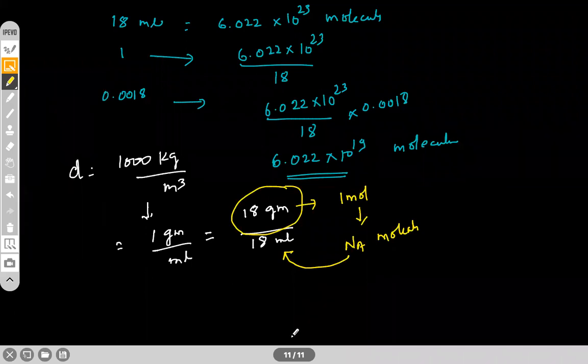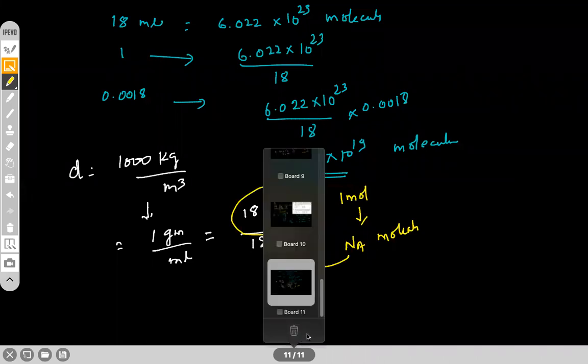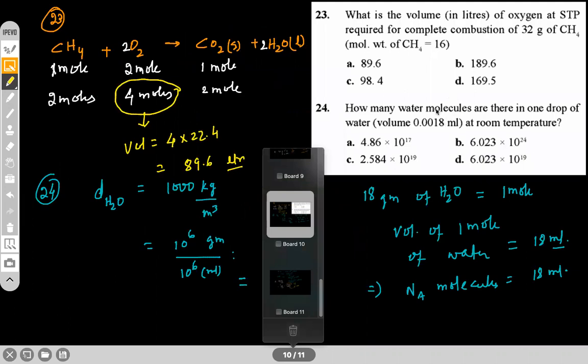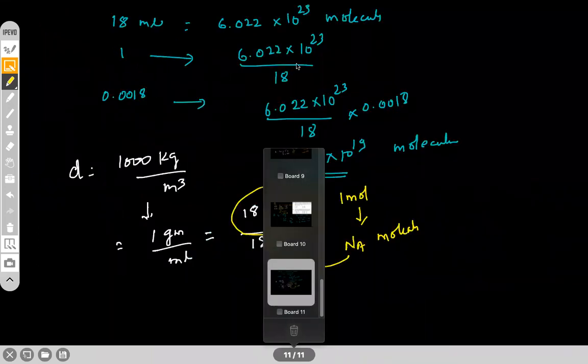Because in the question, see, what is the question we have? That this many ml is equal to what number of molecules. So we find out for 1 ml, then this will be multiplied by that. See what I have done here. For 1 ml, this is the number of molecules. For these many mLs, what is the number of molecules? This into this. Clear? No doubt?